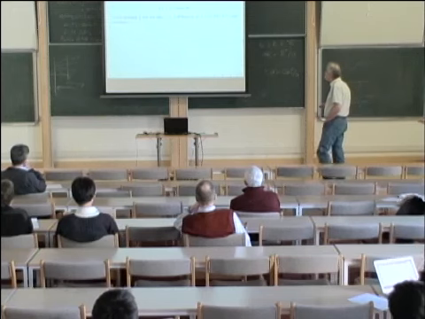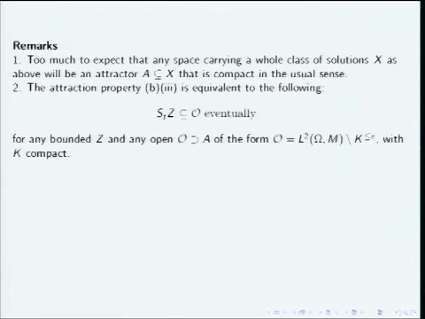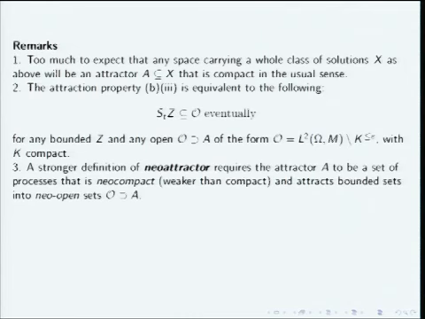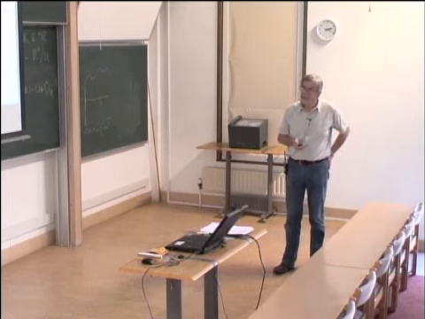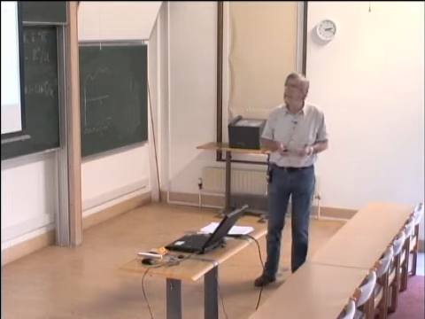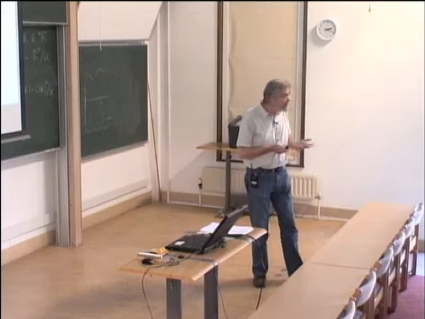Now, the attraction property, which looked a bit technical, is actually equivalent to the normal sort of attraction property of bounded sets being attracted eventually into an open superset of the attractor, but only for open sets of a rather special form. Bit of a nuisance, that. But now here's the sort of remedy to this unsatisfactory aspect of the definition, that there is actually a stronger definition which one can make, which we call a neo-attractor.